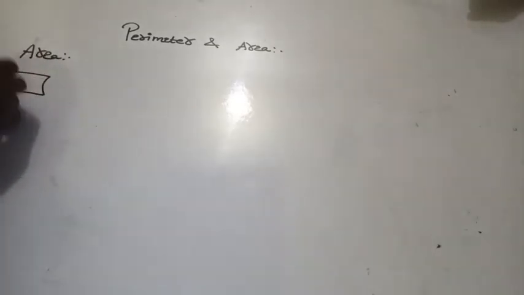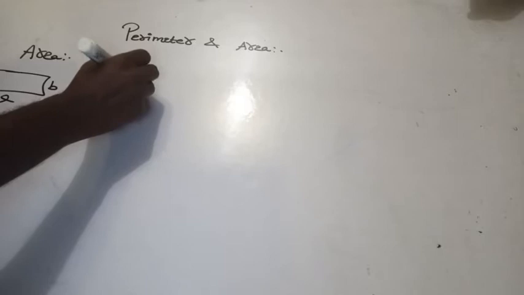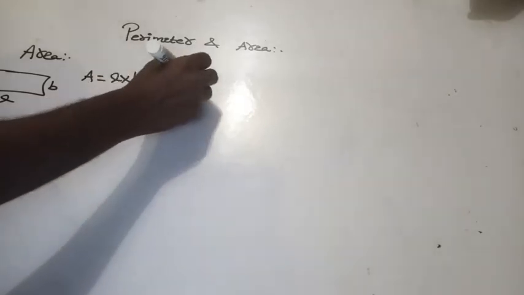Now, area. What is meant by area? The amount of space inside the boundary of any closed region. Am I right? Yes. Now, area of a rectangle. Suppose L and B are the two adjacent sides of the rectangle, then the area of the rectangle is what? Length into breadth square units.